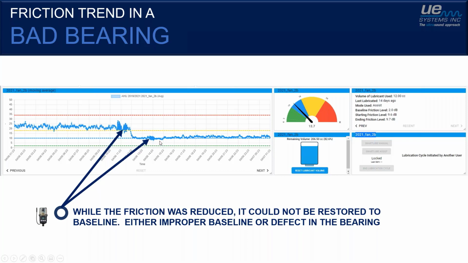In fact, the alert we give people is potentially anomaly detected. I don't know if it's an inner race, outer race, or a cage defect. I just know there's something going on in that bearing where grease is not going to be able to restore that friction. Again, it doesn't mean you need to replace it. It just means you need to keep an eye on this.